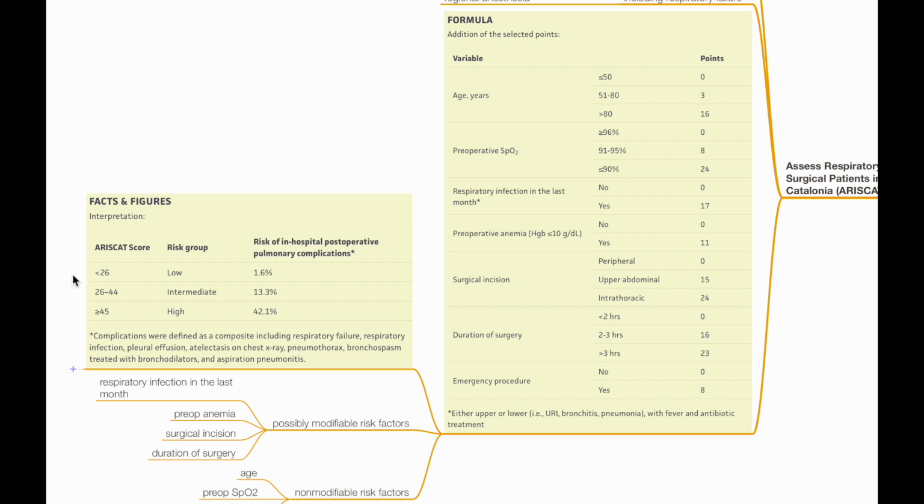ARISCAT score of less than 26, risk of in-hospital post-op pulmonary complication 1.6%. ARISCAT score 26 to 44, risk of in-hospital post-op pulmonary complication 13.3%. ARISCAT score of 45 or more, risk of in-hospital post-op pulmonary complication 42.1%.